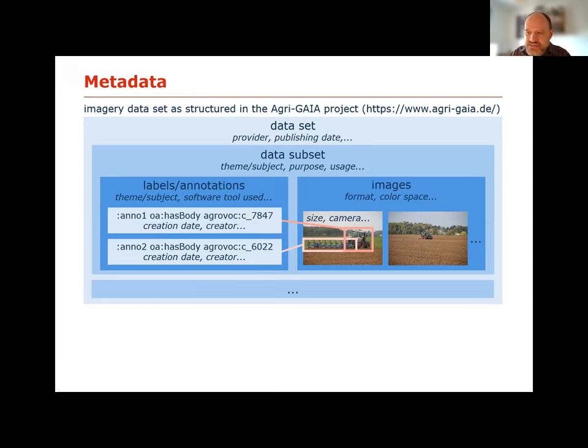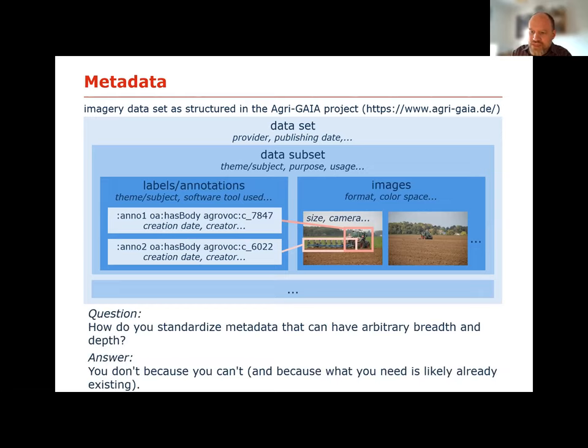And the interesting part here is you cannot easily differentiate what is data and what is metadata. And also the metadata can move between the different levels. So for example, if all images are of the same format and the same size, then this data field might move up in the hierarchy towards another resource or another object. So in principle, this requires a rather flexible structure in the end. And the question, if you look at agriculture as a whole, is how do you standardize metadata that can have an arbitrary breadth and depth?